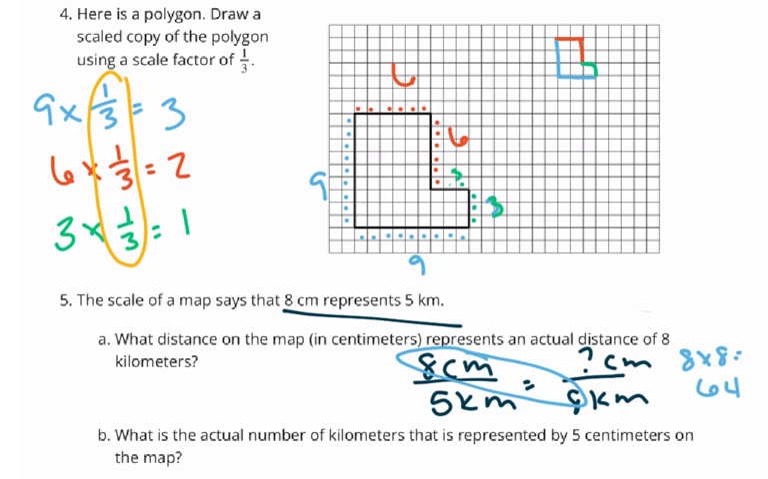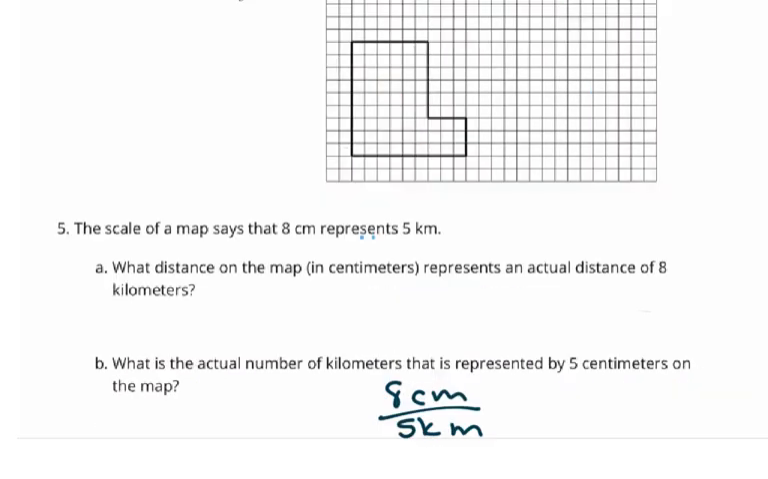My first step to solving a proportion is to cross multiply diagonally. 8 times 8 here is 64. And then we need to divide by the number that's remaining. 64 divided by 5 gives me a final answer of 12.8. Since I know that I was solving for centimeters, I need to make sure that I tell that this is 12.8 centimeters.